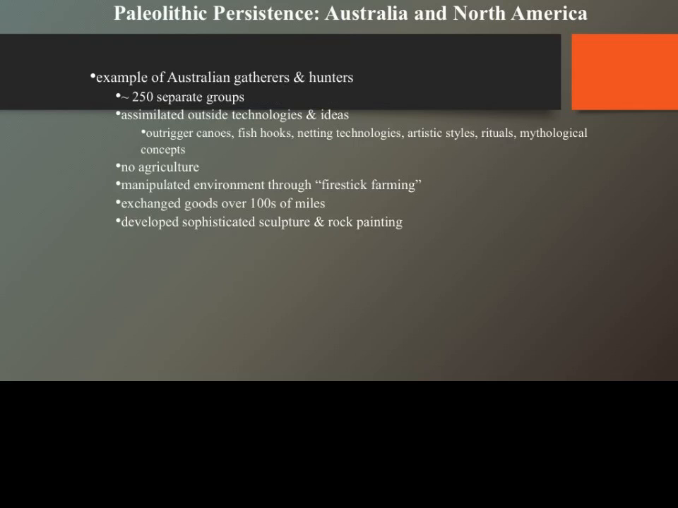Now, let's look at some examples of Australian hunters and gatherers. There are approximately 250 separate groups. They had assimilated outside technologies and ideas, for example, the outrigger canoes, fish hooks, netting techniques, artistic styles, rituals, and even mythological concepts. They had not adopted agriculture. They did manipulate their environment through fire stick farming. They exchanged goods over hundreds of miles, and they developed sophisticated sculpture and even rock painting.